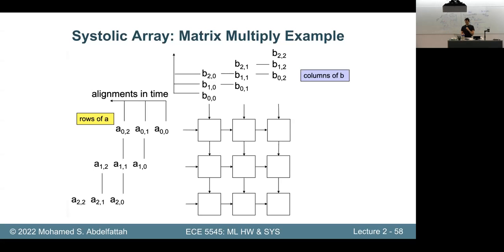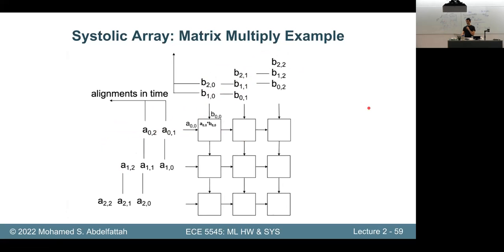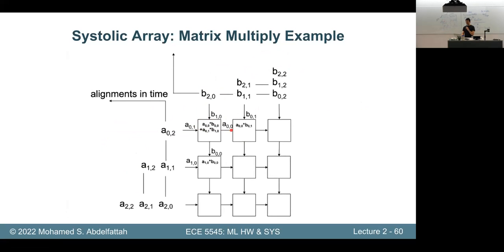And so I'll show here two matrices. So here's one, here's another. A 3 by 3 matrix multiplied by a 3 by 3 matrix. How can I multiply it using this systolic array? So just going one step at a time. First, I'm multiplying A0 times B0 here.